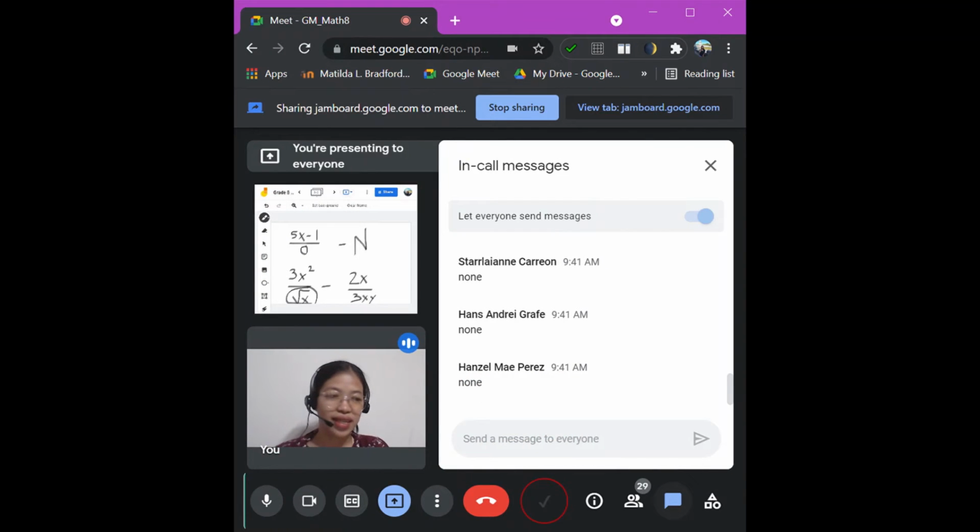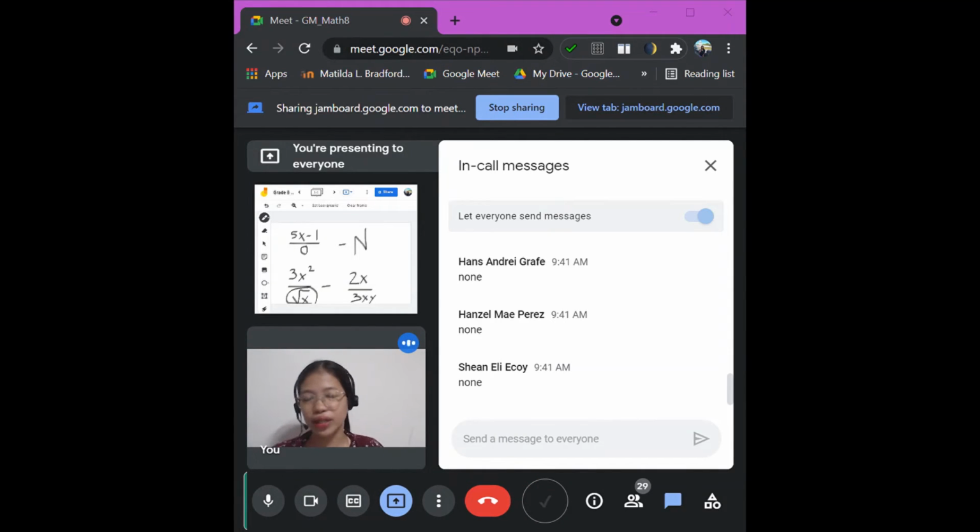Okay, none. So now this time, let's move to the next part of this lesson, which is evaluating rational algebraic expressions. When we say evaluate, we are simply going to replace the variable. So let's have an example. If x is equal to 2, the given rational algebraic expression is 4 over x minus 2.